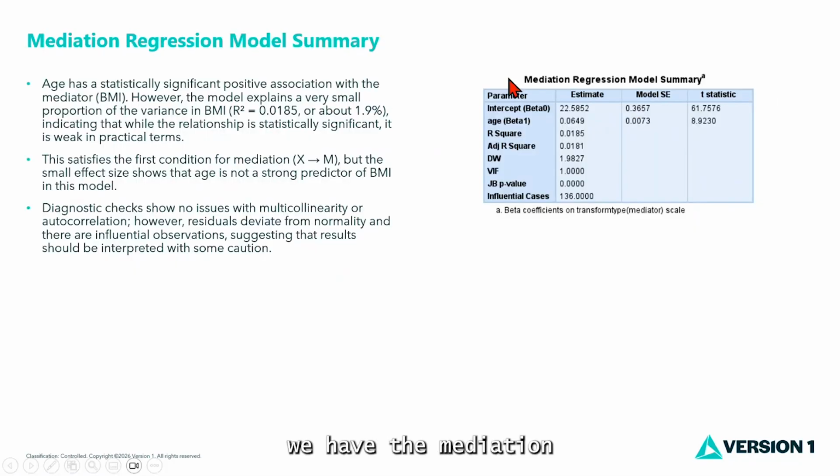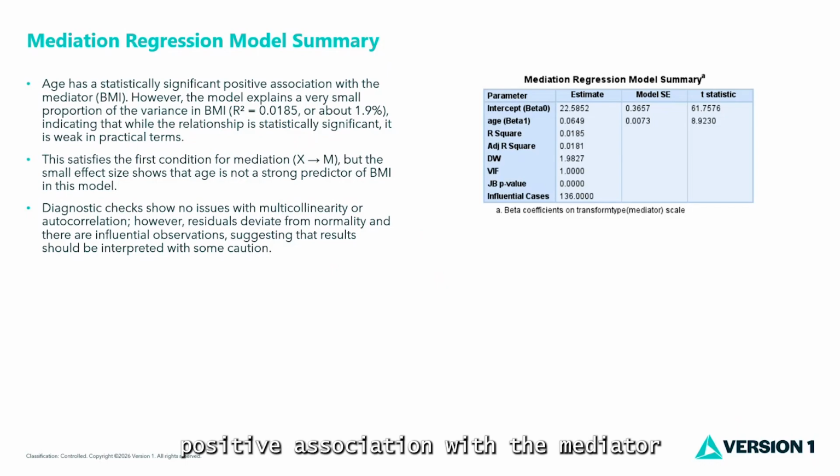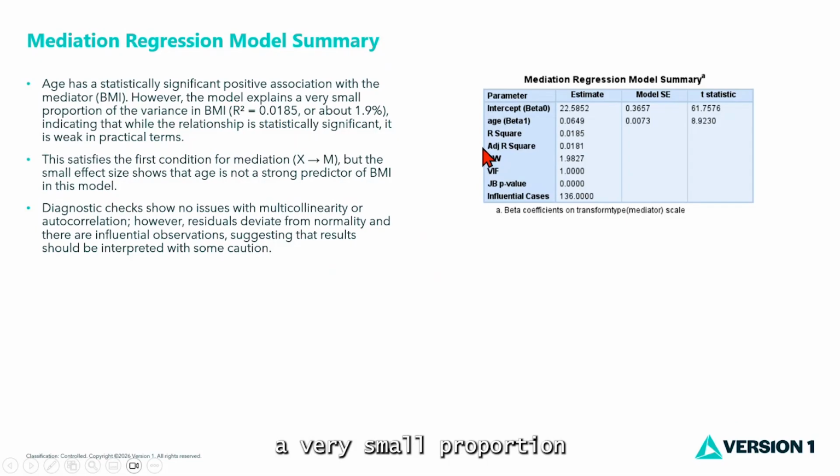So here we have the mediation regression model summary table. And when we look at age, we can see that age has a statistically significant positive association with the mediator, which is BMI. But when we look at R-square and adjusted R-square, we see that the model explains a very small proportion of the variance in BMI. It's about 1.9%.